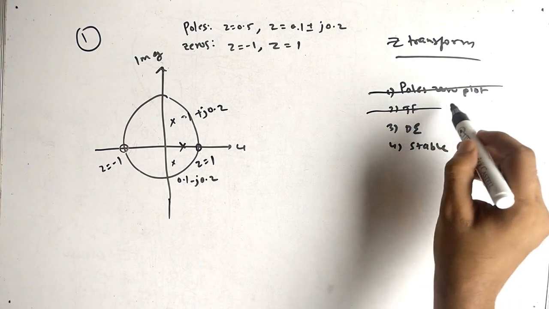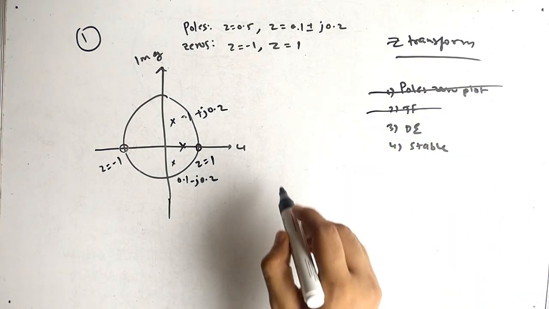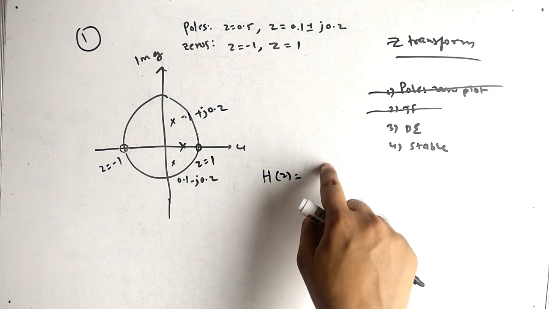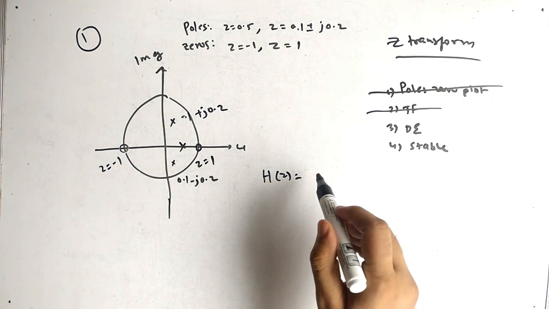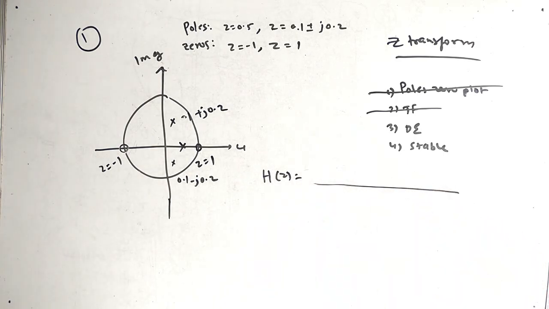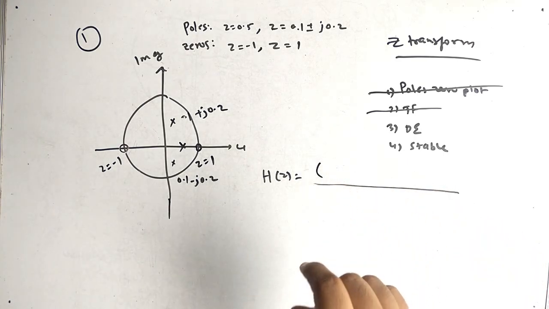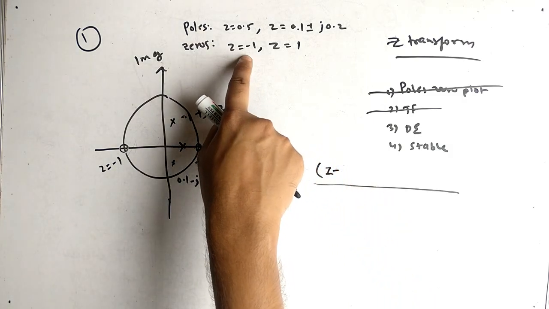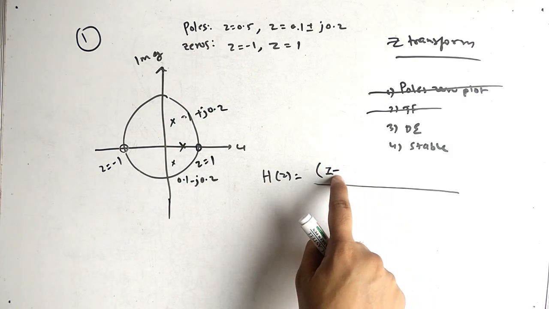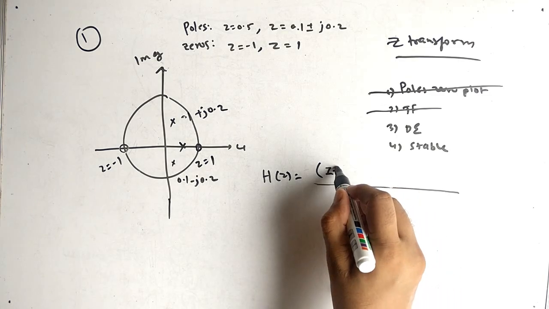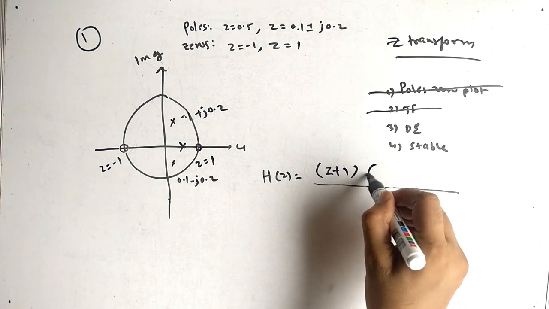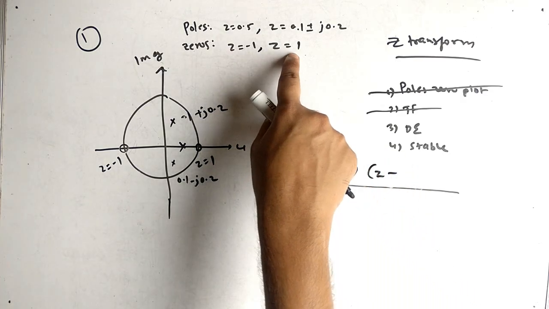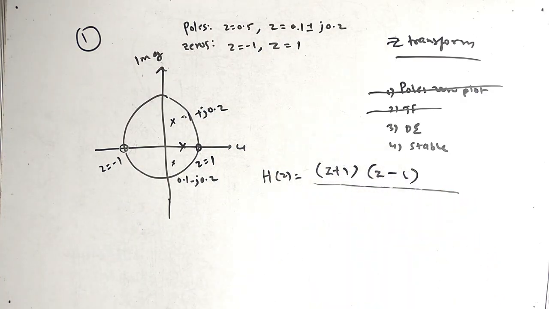Now we have to find the transfer function. The transfer function is very simple. This means we have to find H(z), which is zeros by poles. First we write the zeros in the numerator: z minus the first zero. The first zero is -1, so z minus (-1) becomes z plus 1. Similarly, z minus the second zero, and the second zero is 1.